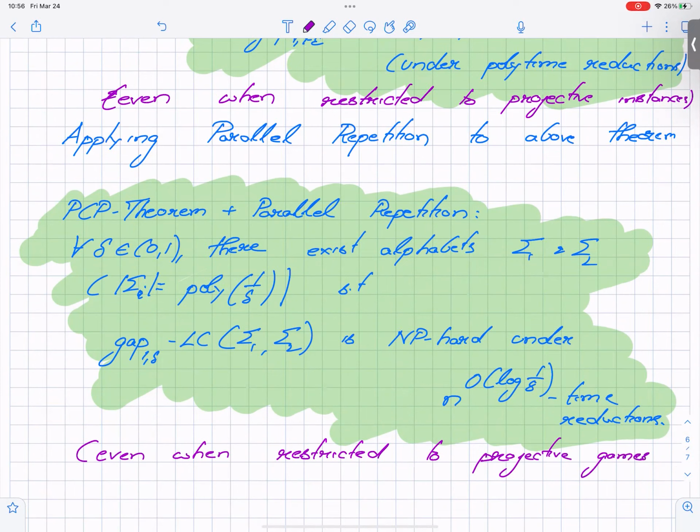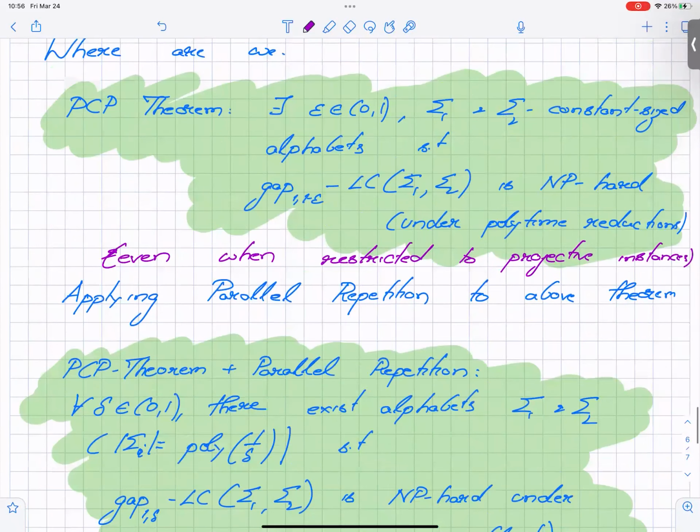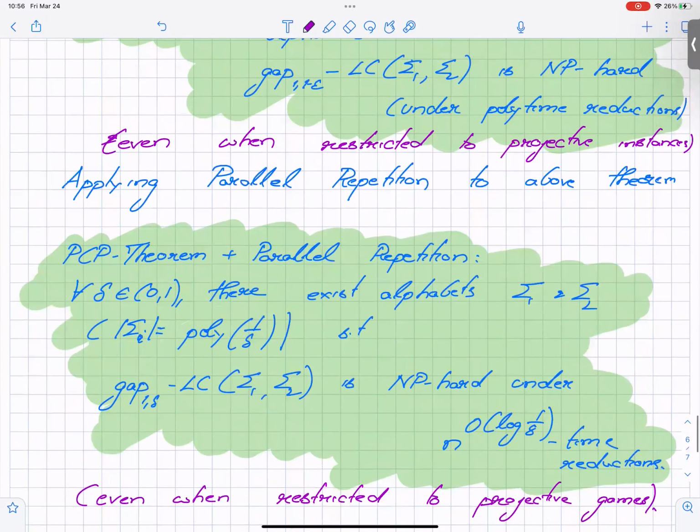I thought I would finish in half an hour, and I'm way off my estimate. But this green thing will be the starting point. We just assume this as a black box and do the second part.